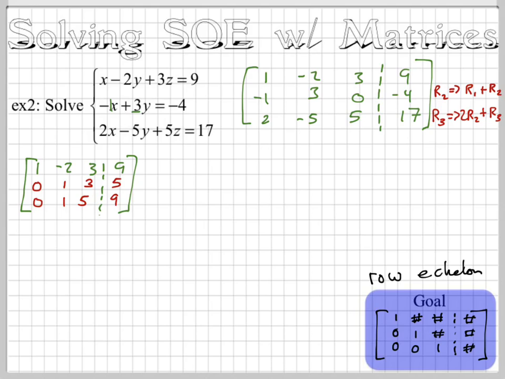So let's recap where we're at. We have a 1 there, a 0, and a 0, which is what we want. Now we go to the next column. We already have a 1 there. Sweet. So we don't have to do anything about that one. This one needs to be a 0 right here.